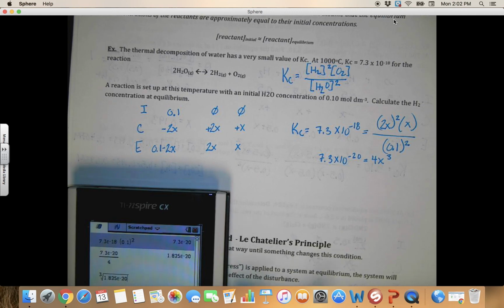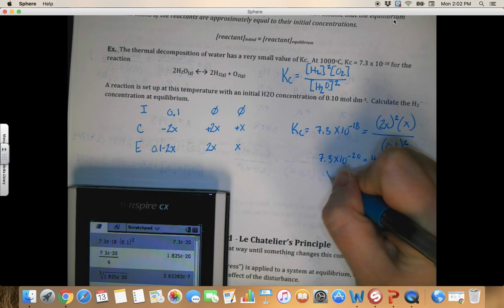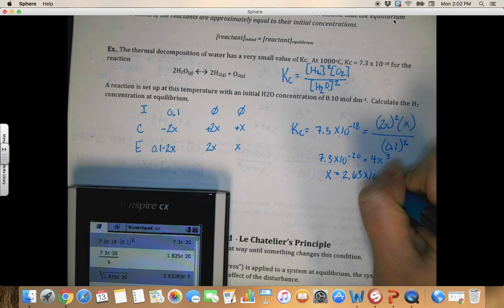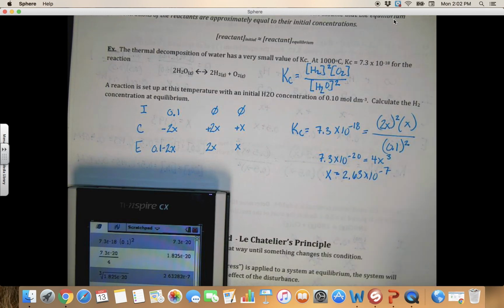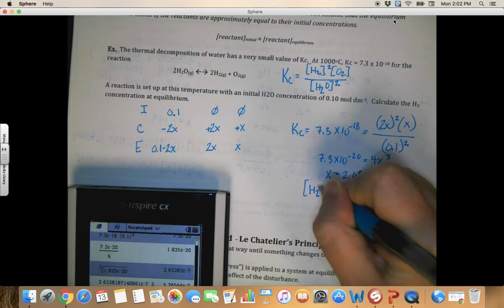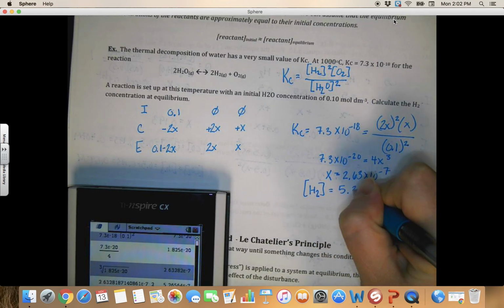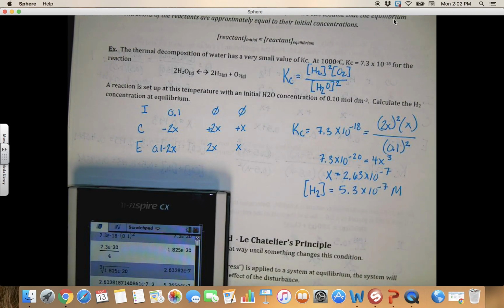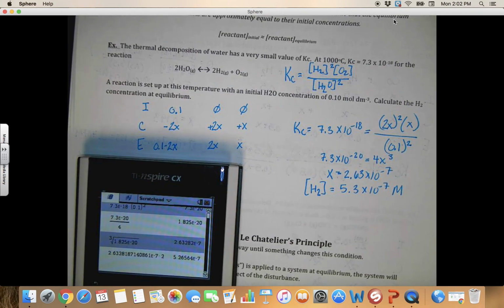All right, so x is 2.63 times 10 to the negative 7, but we want the hydrogen concentration, so that's 2x, so multiply by 2. And you can see it's incredibly small. All right, there you go.